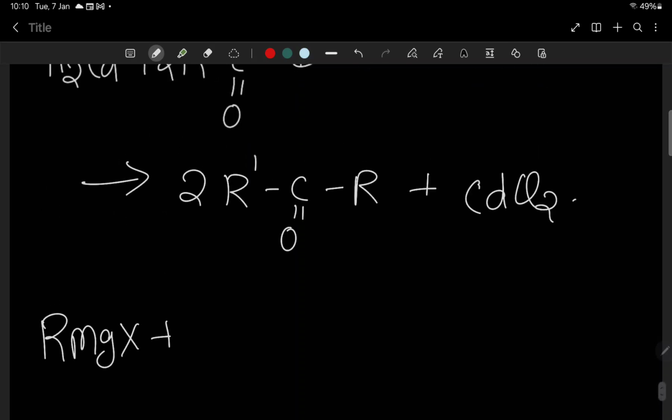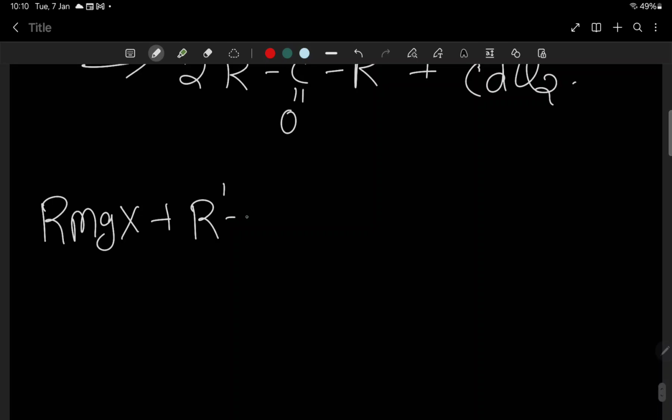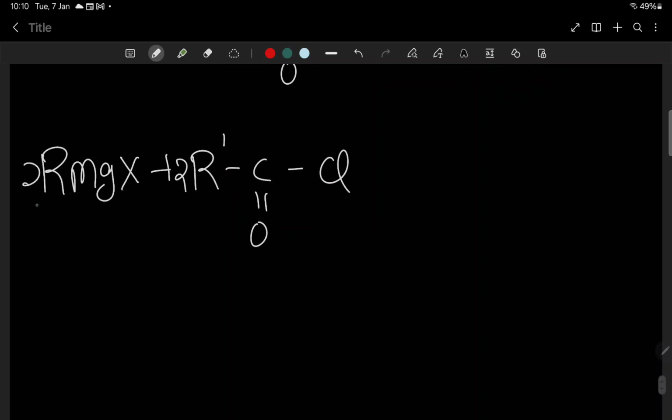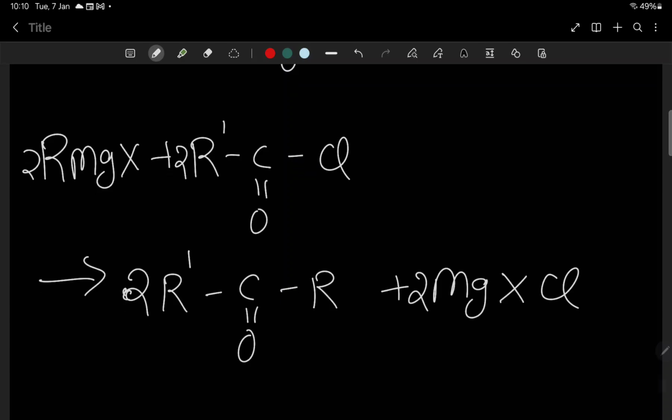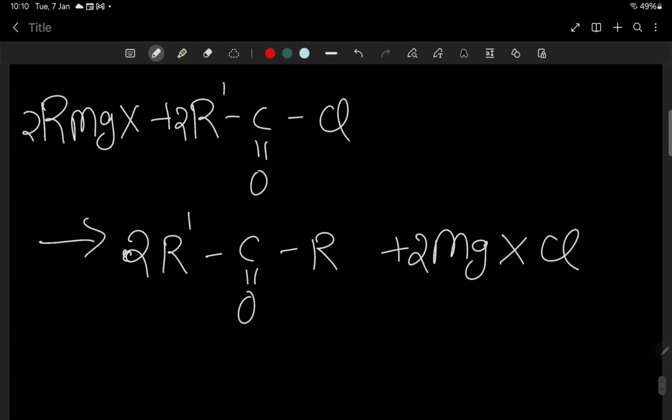So this reaction can be directly written as RMgX plus R dash C double bond O Cl gives us, no need of 2, right? Yeah, we need 2, R dash C double bond O R plus MgXCl twice. So we can write this reaction directly like this. If we react Grignard reagent with acid chloride, we get the corresponding ketone. That's the thing.